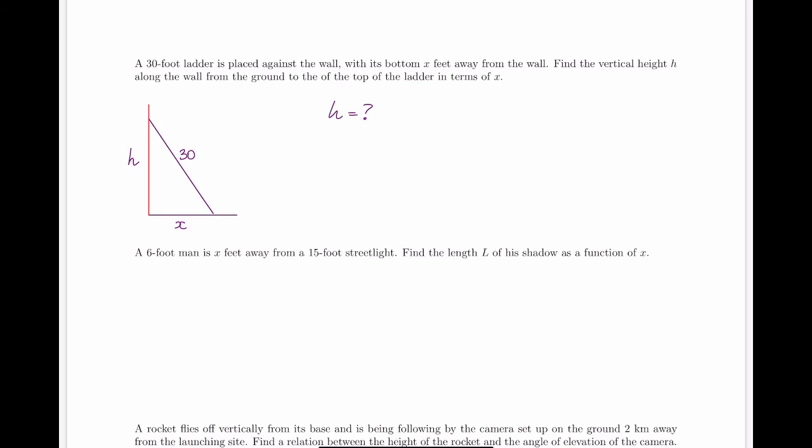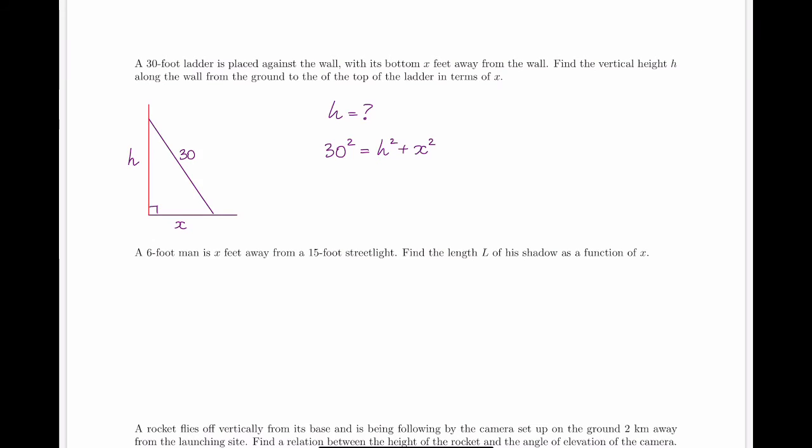Now I have a right angle triangle, so there are quite a few things I can use. The simplest one probably being the Pythagoras theorem. And I can see that I can use that directly here. I know that the squares of the lengths of two sides add up to the square of the hypotenuse. So by Pythagoras theorem, I immediately have that 30 squared is equal to h squared plus x squared.